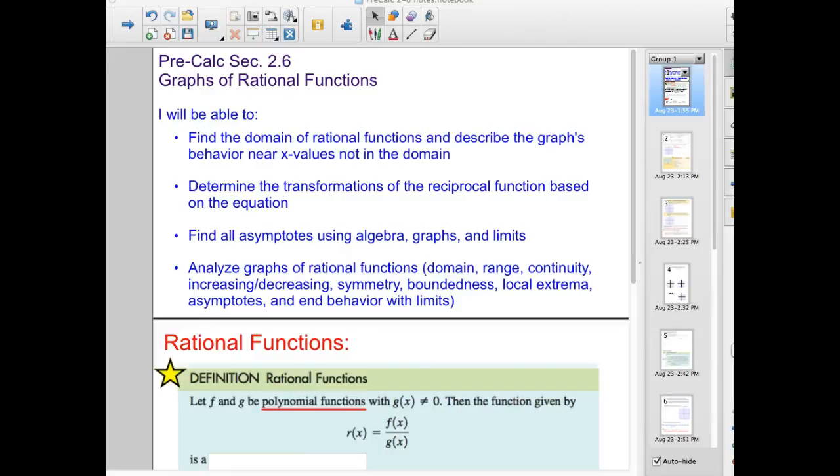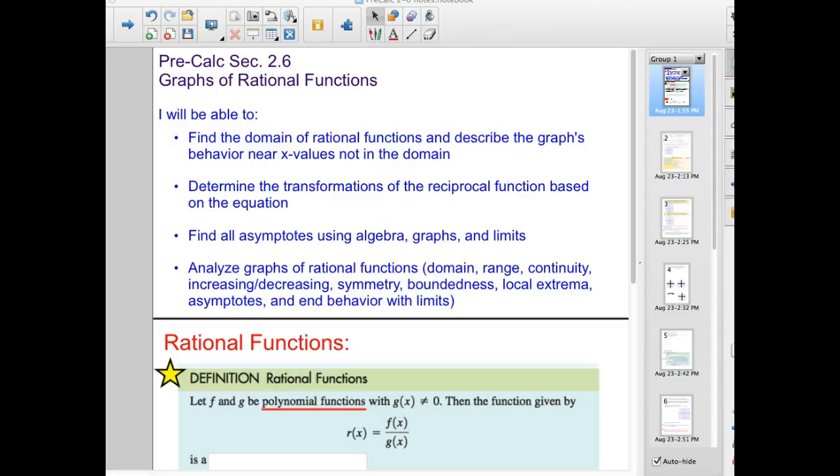All right, these are notes for section 2.6 for pre-calc. Our objectives for this section. First one, find the domain of rational functions and describe the graph's behavior near x values that are not in your domain. So we know that there's going to be some x values that we can't have. We want to be able to analyze what is the graph doing as we get close to those, knowing that we can't actually get to them.